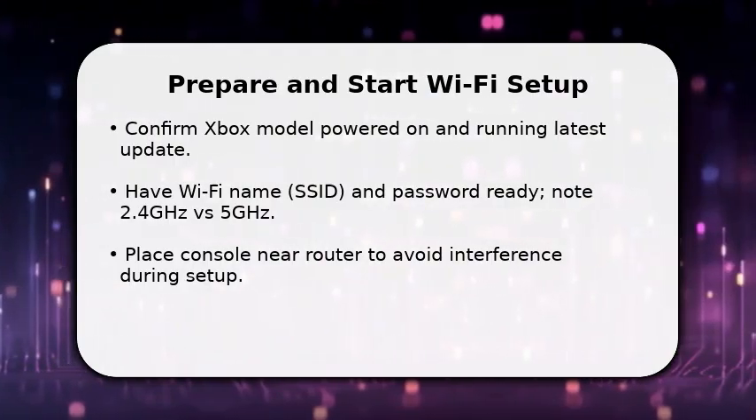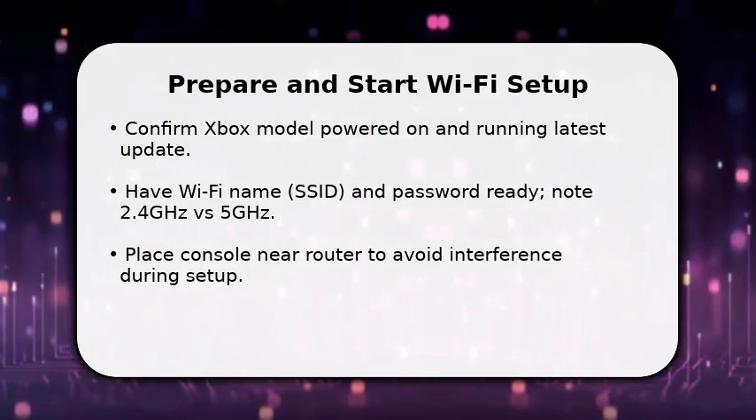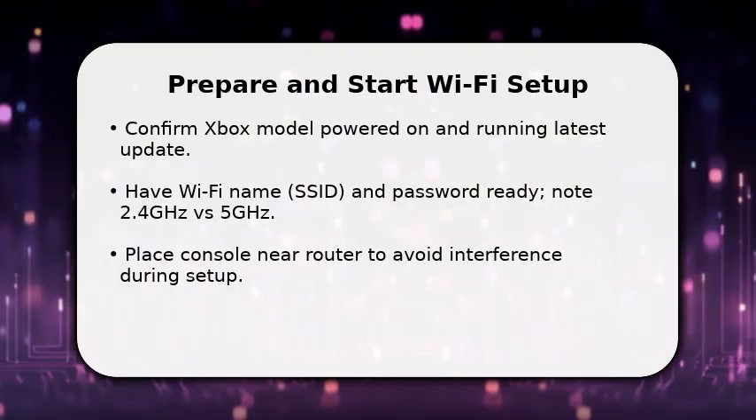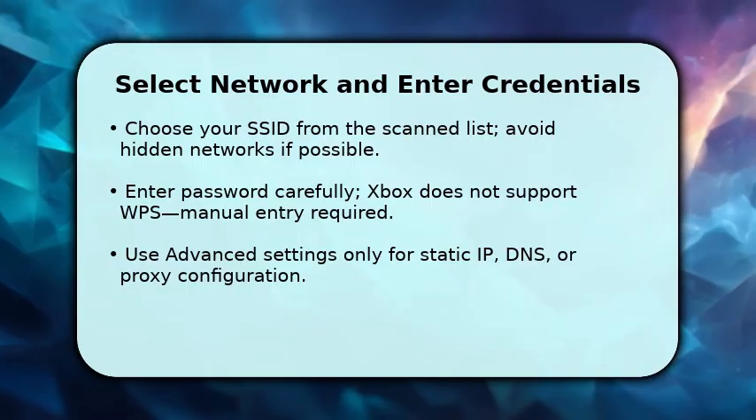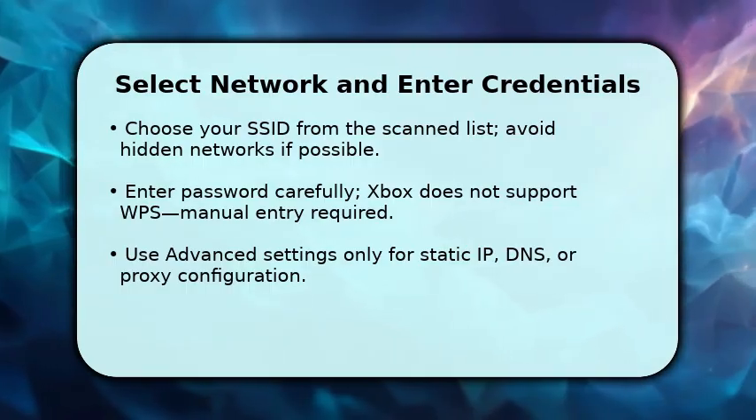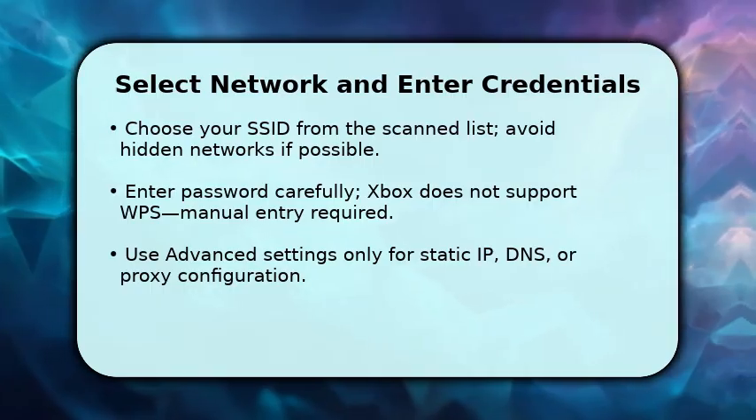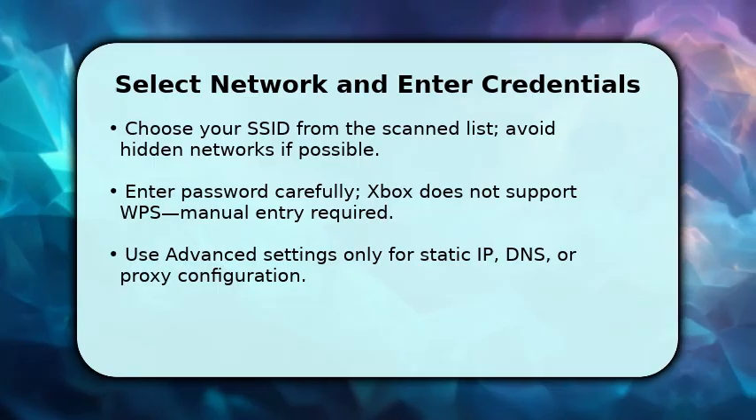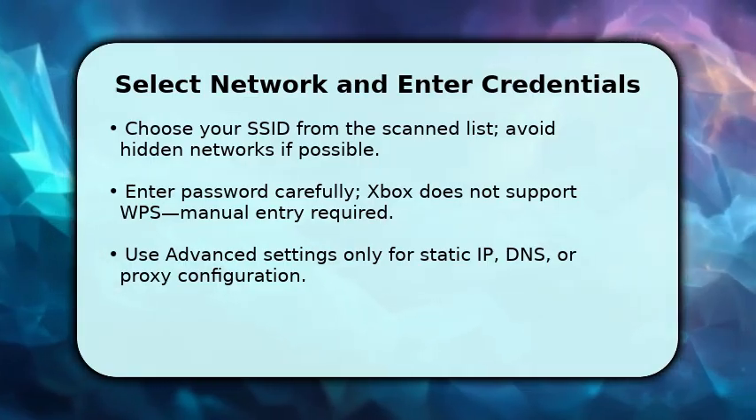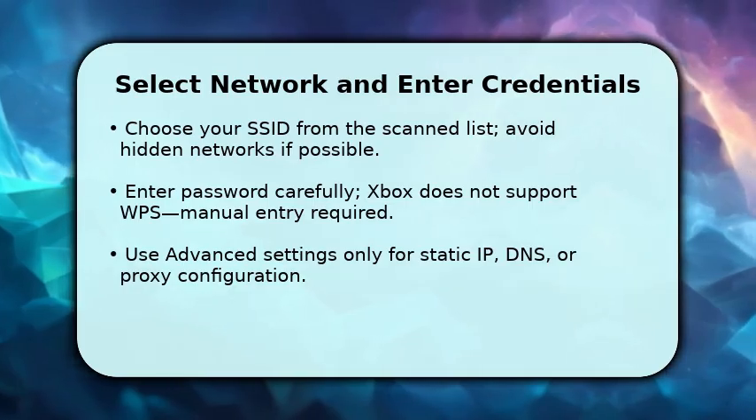This gets you to the step where the Xbox scans and lists available SSIDs. Once your network appears, select it and type the password exactly. Capitalization and special characters matter, so take a moment to verify. The Xbox does not support WPS, so manual entry is the only built-in option for Wi-Fi. After entering credentials, the console will attempt to authenticate and obtain an IP address automatically via DHCP.